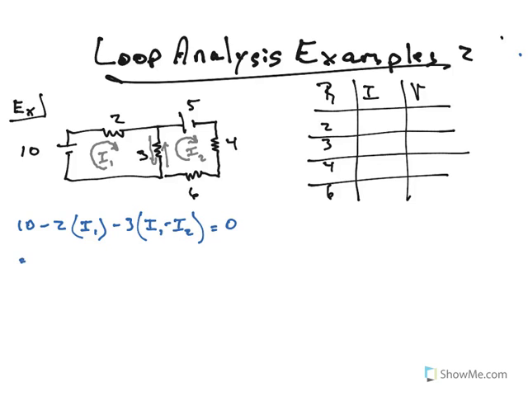Let me go ahead and write it out. Distribute everything. 10 minus 2I1 minus 3I1 plus 3I2 equals 0. And then I know eventually, because there's two unknowns in this equation, I'm going to have a system of equations. So let me write this in standard form. Standard form means all the I stuff goes on the left and the number goes on the right. Okay, so minus 2I1 minus 3I1 is minus 5I1, and then plus 3I2 equals minus 10. So there's his equation.